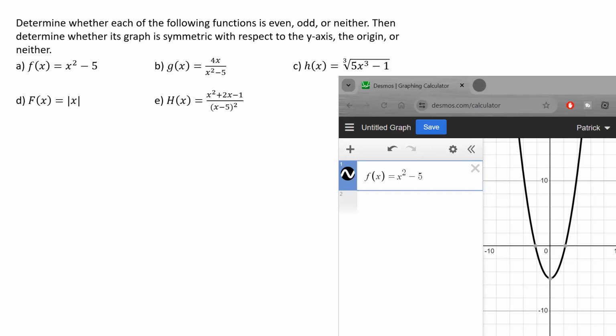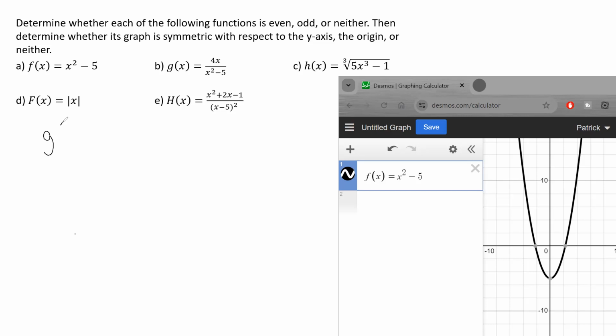g of x is 4x over x squared minus 5. So the domain is all real numbers not equal to plus or minus square root of 5. We figure that out so that we know that every number x is in its domain. Also, the opposite of x would be in its domain as well.